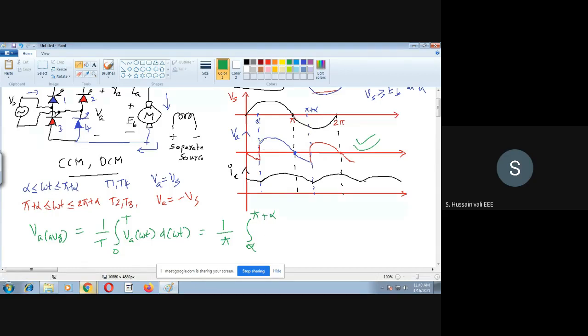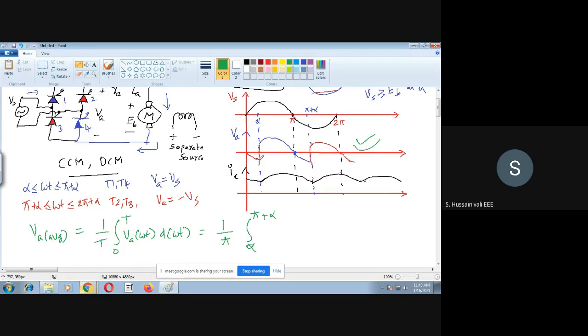Why is it so? Because of these thyristors, you see this blue color waveform which I have drawn, and this red color waveform. Both are the same. They have the same shape, but the duration is different. This is alpha to pi plus alpha, whereas the red color is pi plus alpha to 2 pi plus alpha. So we have to take those limits only for the integration, not 0 to pi, because if you take 0 to pi, you will get confused here.